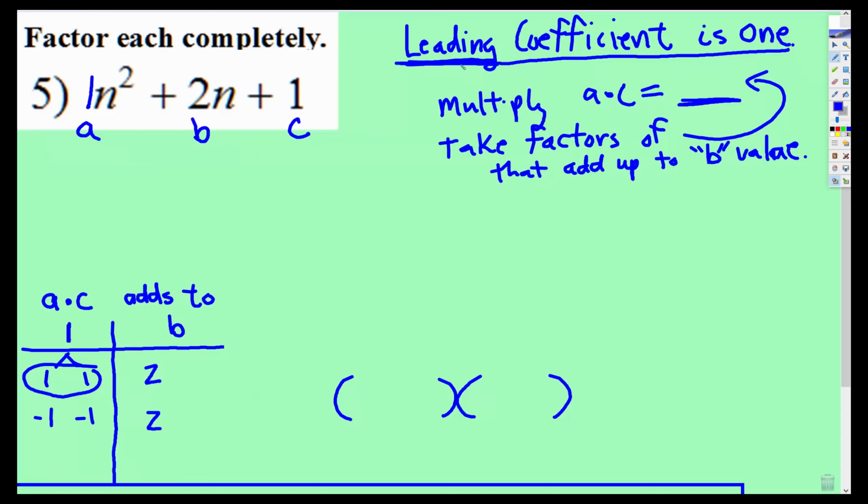Only when the leading coefficient is 1, only when a trinomial begins with a variable squared and the invisible 1 next to it, when you find the factors, you can immediately go to, those are both positive, so n plus 1, n plus 1. And we're not going to solve for n yet, we're just showing the factoring process.